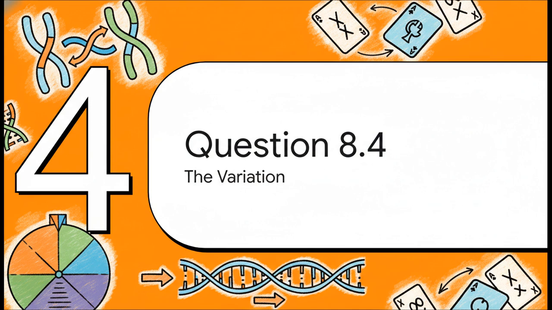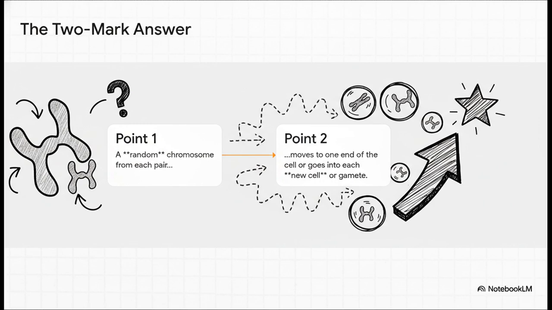Next up, question 8.4 digs into another key result of meiosis, genetic variation. How does this whole process manage to shuffle the genetic deck so effectively? To get both marks here, the mark scheme was looking for a 2-step explanation. First, you had to say that a random chromosome from each pair is involved. That word random is so important, it's the entire source of the genetic shuffling. Then, for the second point, you had to describe where it goes, that it moves to one end of the cell to eventually end up in a new gamete.